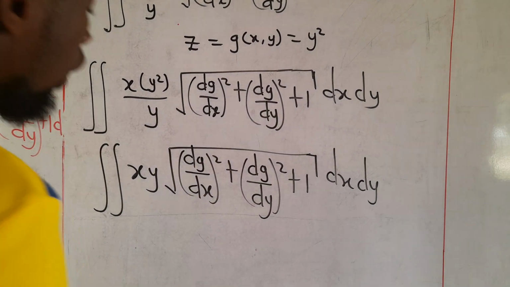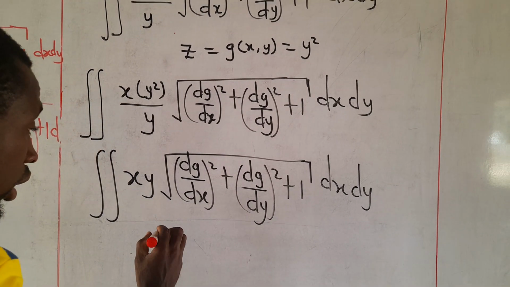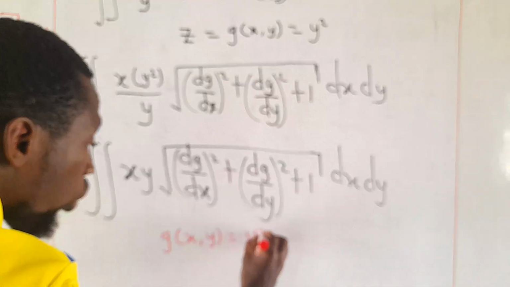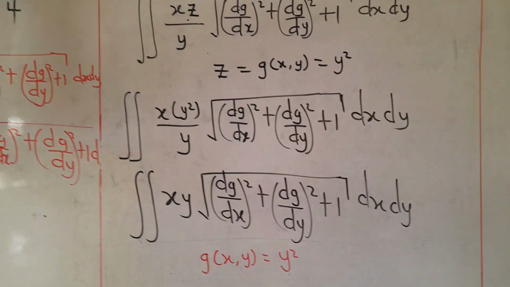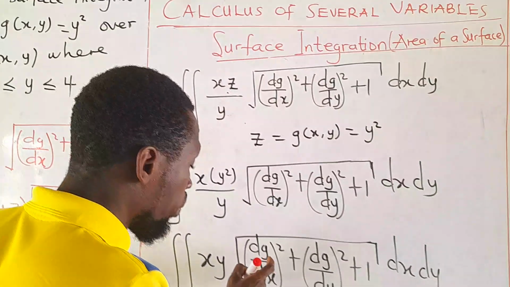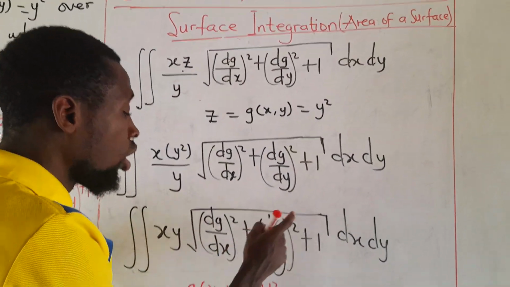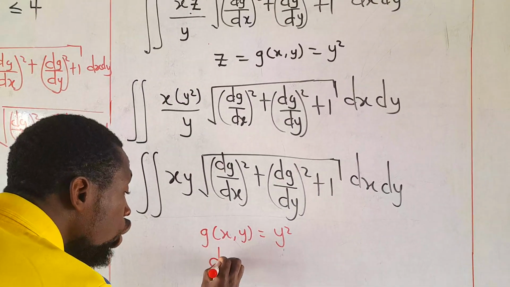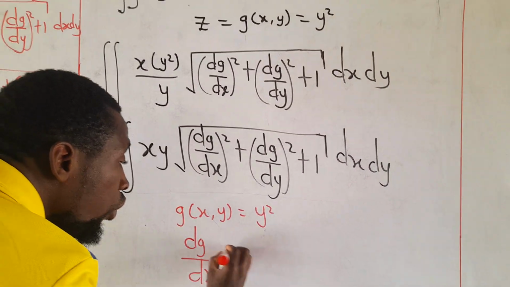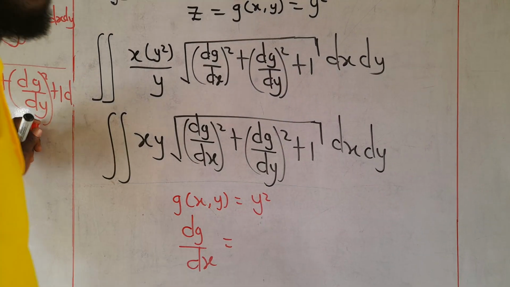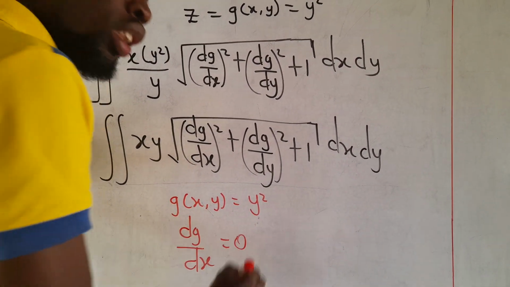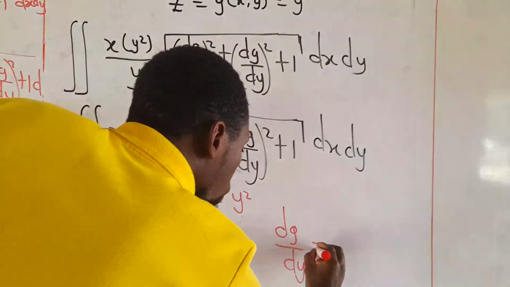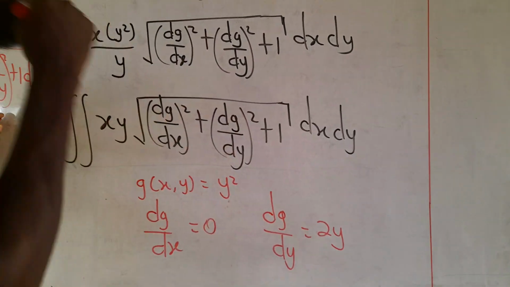Interesting. So now, we know that g, the function g of x and y, is equal to what? y squared. That is given here. So we perform the partial differentiation of the function with respect to x. Perform partial differentiation of the function with respect to y. And we can say our dg/dx is equal to, since there is no x component there, 0. Then our dg/dy will be equal to 2y. I hope you get that.